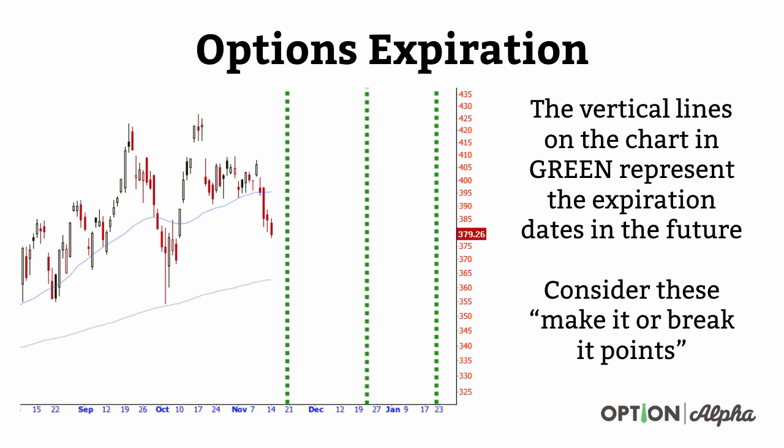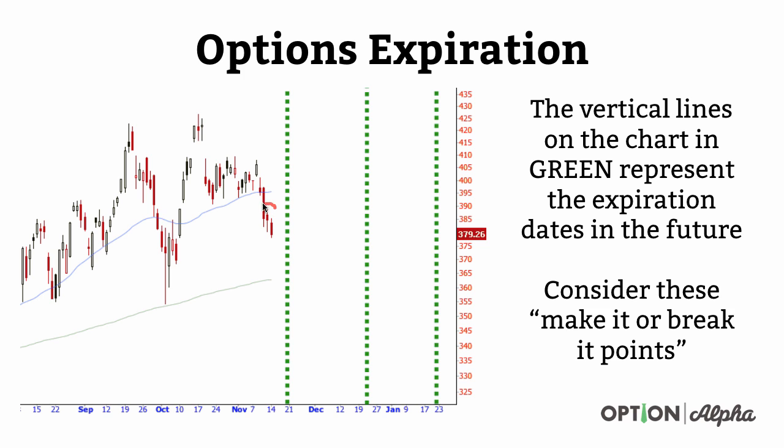Now remember, options have expiration dates. We usually show these here at Option Alpha with vertical lines on our charts. There's ways you can do that on a lot of different broker platforms. I like to visually see it by showing vertical green or vertical red lines on my charts, but you can consider these like the make or break points, right?